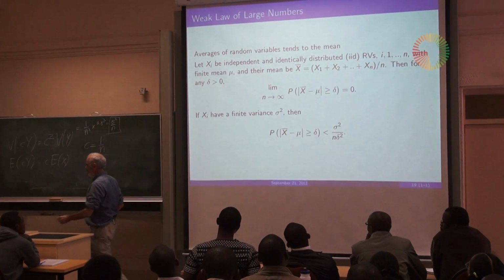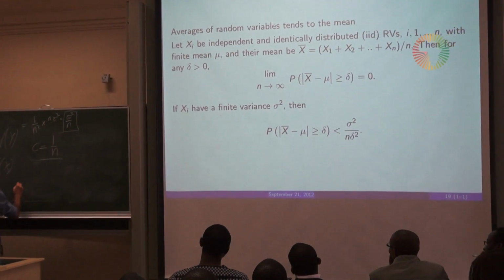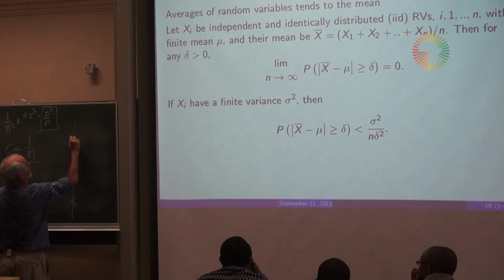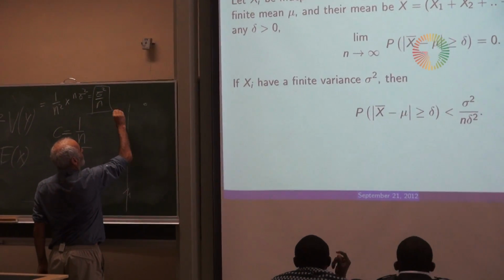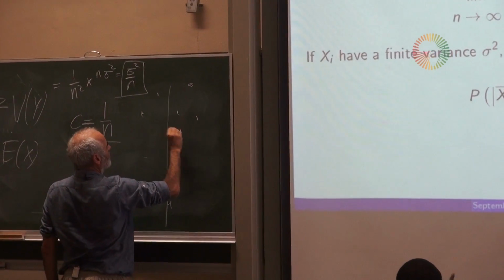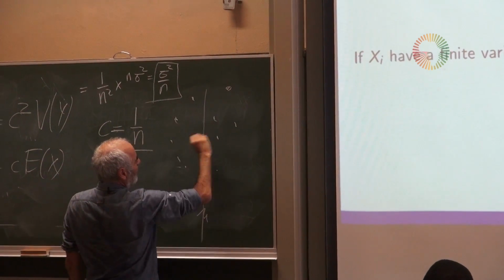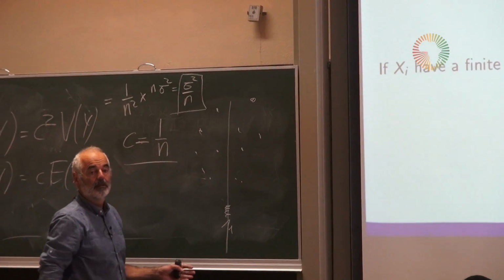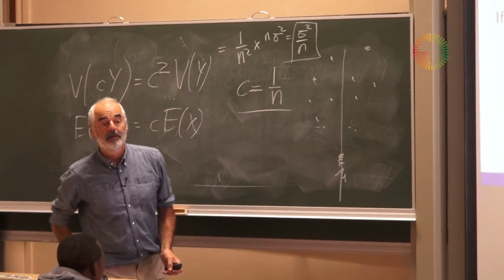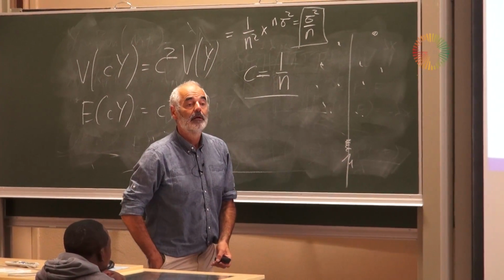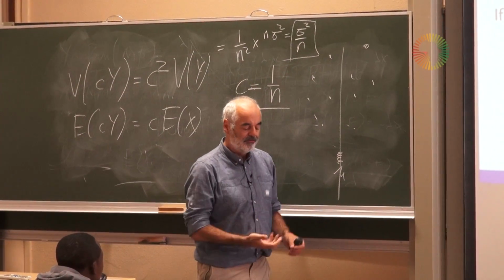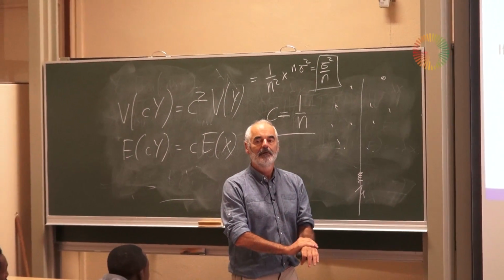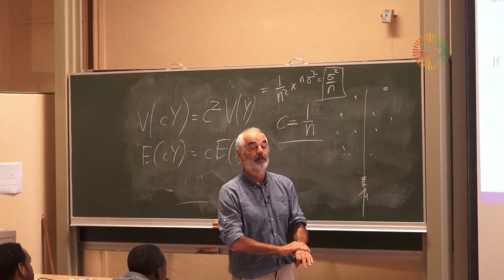If this is mu, and you're sampling observations from some distribution around mu, when I take that average, it's going to get closer and closer to mu. And the simplest example is if I keep on flipping a coin, then the proportion of times it comes up heads will get closer and closer to a half. Closer and closer to a half.